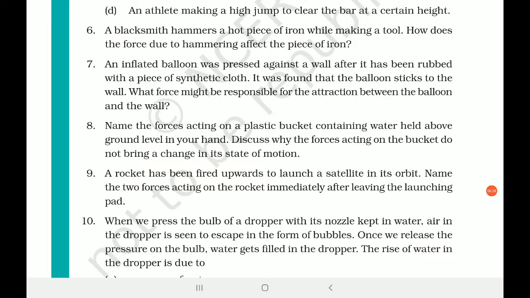Okay, which force is it? Electrostatic force. Remember the word non-contact force, electrostatic force it is. So when the balloon is rubbed against a piece of synthetic cloth, it becomes charged. And as the wall is uncharged, the charged object attracts uncharged objects. So accordingly, the balloon is attracting the wall.